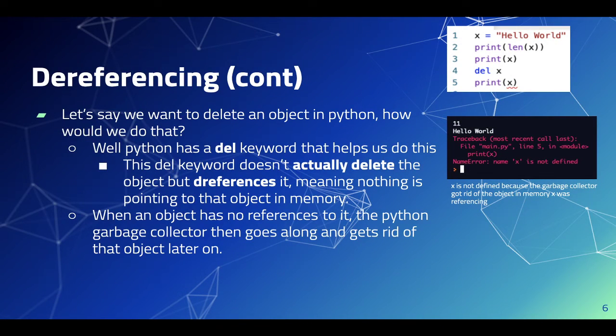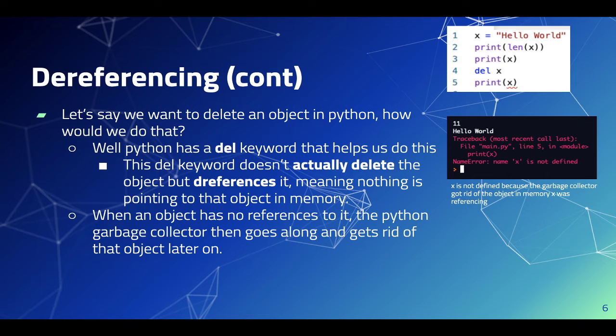So, dereferencing continued. Let's say we want to delete an object in Python. How do we do that? Well, Python makes it pretty easy. It has a del keyword, del. It doesn't actually delete the object, but dereferences it. So we're talking about dereferencing as removing a reference to a certain memory location. So Python removes any reference that x or whatever variable you pass in might have, so that the garbage collector, a Python internal tool, goes along and gets rid of that object later on.